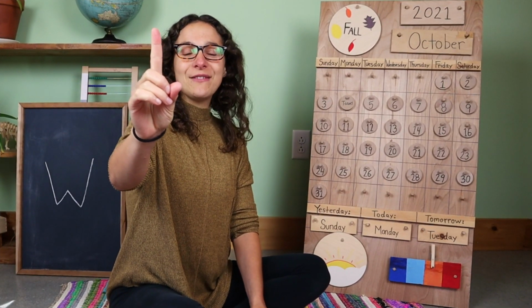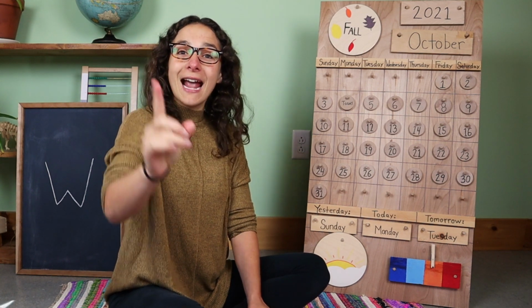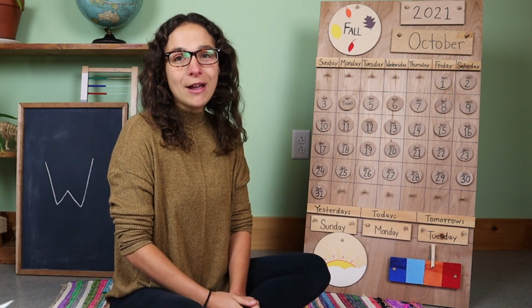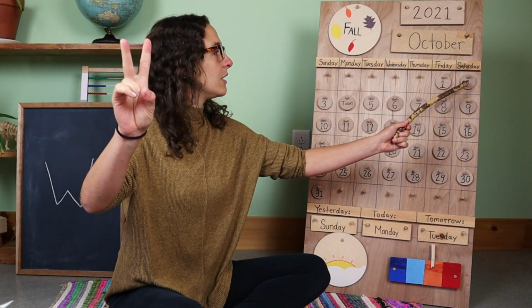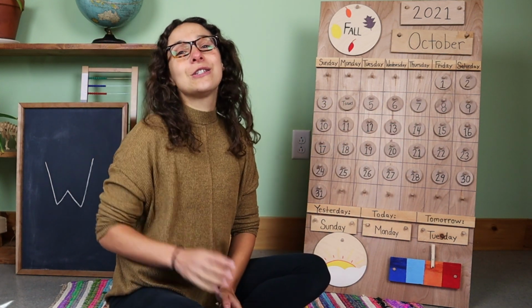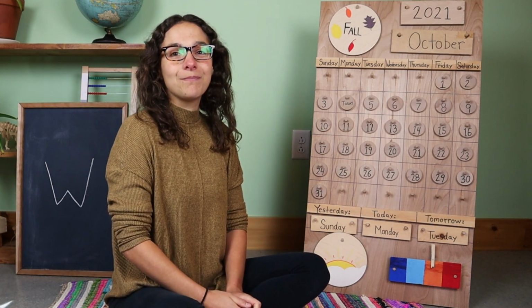Let's get those counting fingers ready. We'll warm them up to give them a little stretch. And let's see how many days we've had so far in the month of October. Will you count with me? We've had 1, 2, 3, 4. So far we've had 4 days in the month of October.